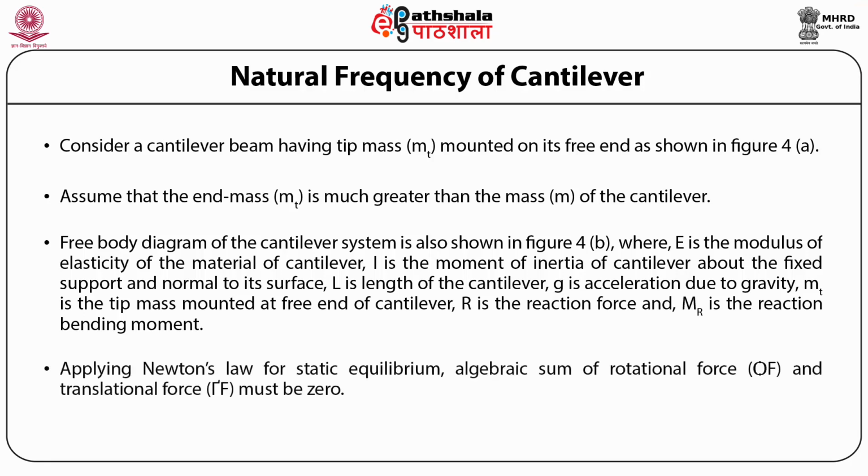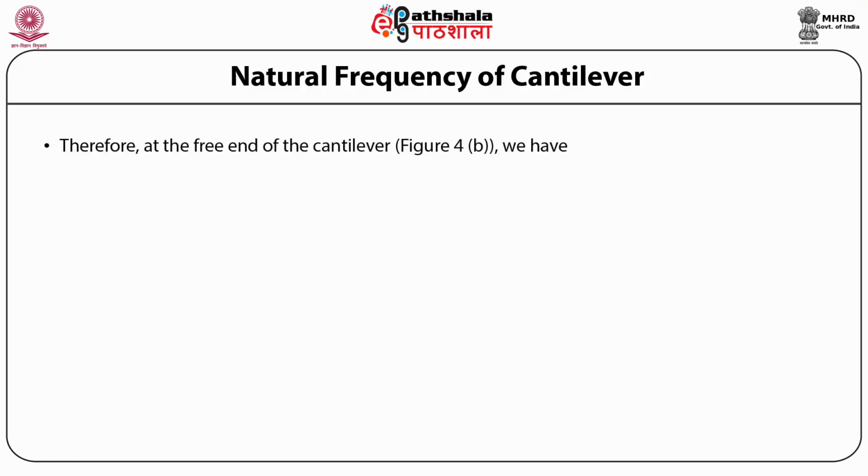Applying Newton's law for static equilibrium, the algebraic sum of the rotational force, that is phi f, and the translational force, that is gamma f, must be 0. Therefore, the equation becomes summation phi f plus gamma f is equal to 0. So it becomes R minus mg is equal to 0, which implies R is equal to mg.